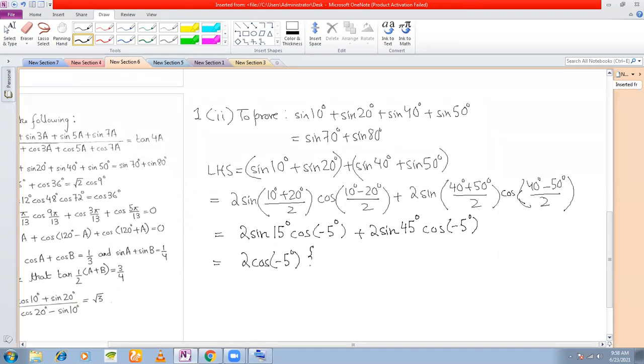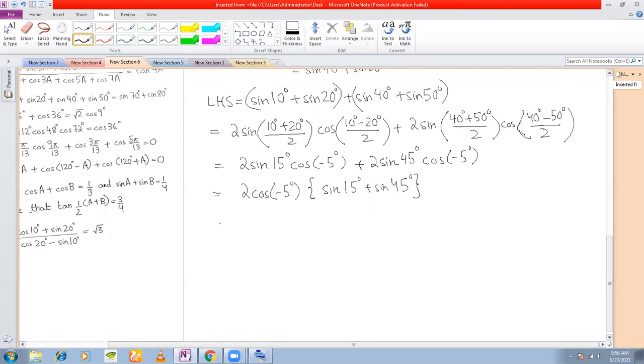If you take out these two, what are you left with? Sine 15 plus sine 45 degree, right? Now cos absorbs the negative sign, so you can write this as cos 5 degree. And these two, sine 15 plus sine 45, you can change this to a product once again.